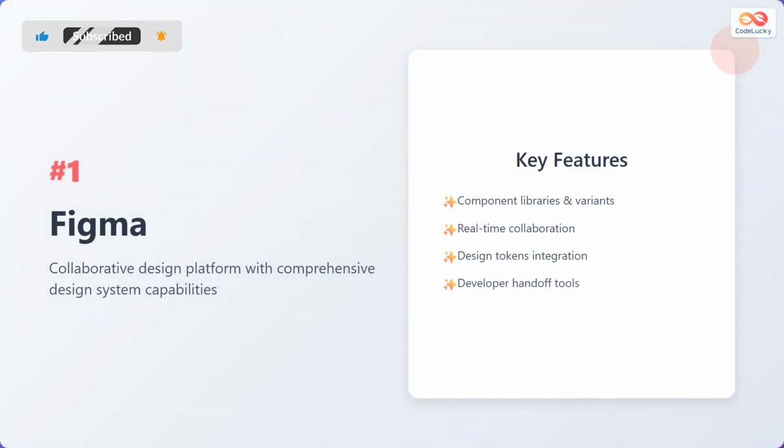Number 1 on our list is Figma. Figma is a collaborative design platform that offers comprehensive design system capabilities. Key features include component libraries and variants, allowing you to create reusable elements with different states. It also offers real-time collaboration, making it easy for teams to work together on design system components. Figma provides design tokens integration, ensuring consistency across your designs, and developer handoff tools to streamline the implementation process.